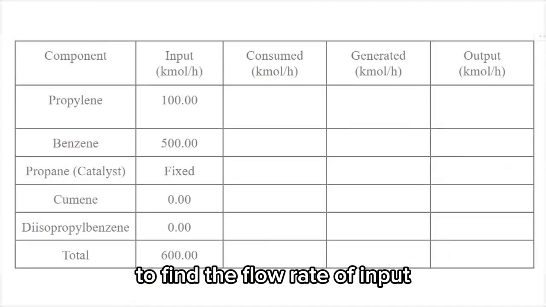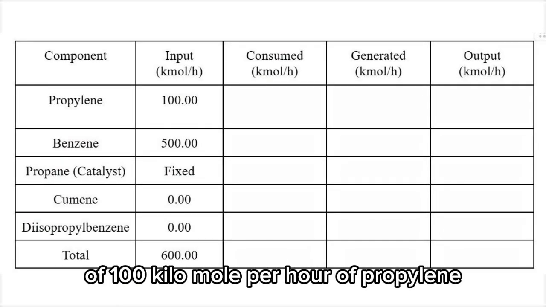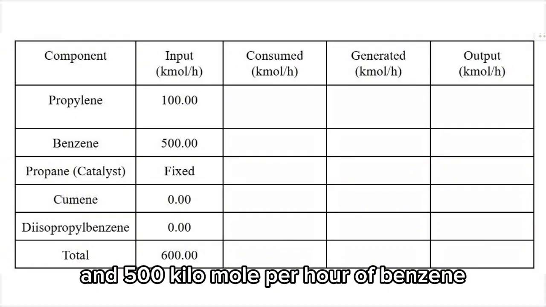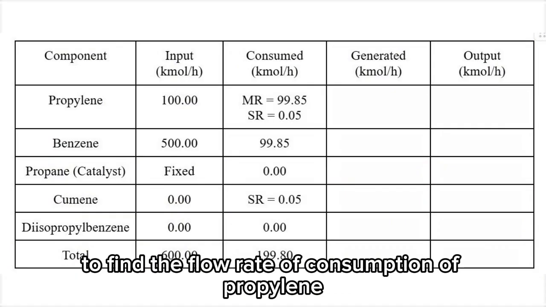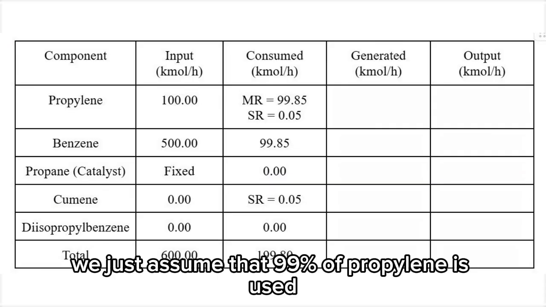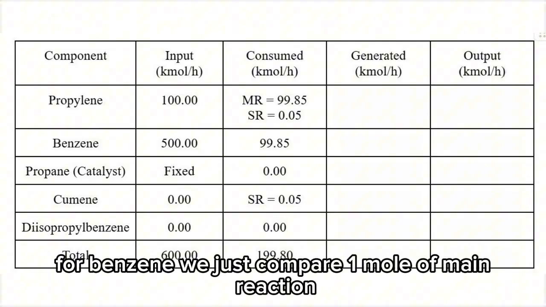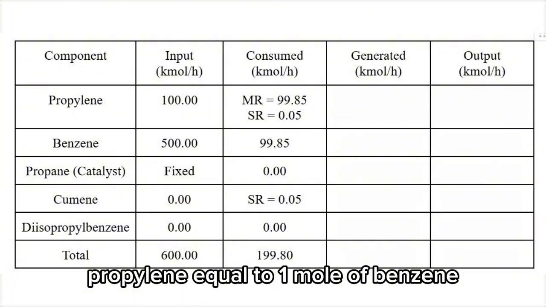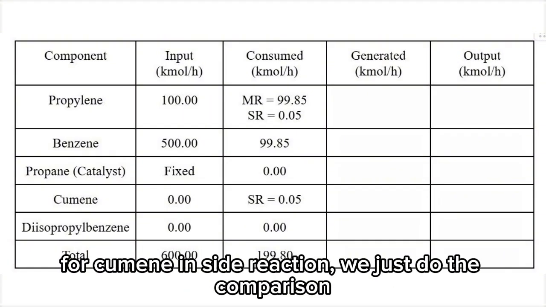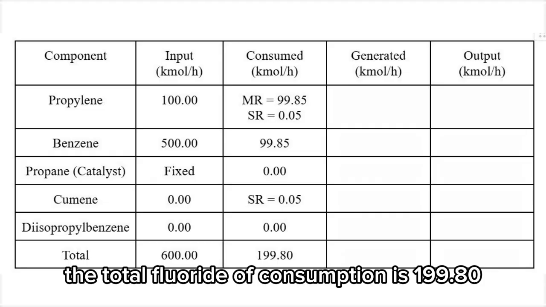To find the flow rate of input, we just get the summation of 100 kmol per hour of propylene and 500 kmol per hour of benzene. To find the flow rate of consumption of propylene, we just assume that 99% of propylene is used. For benzene, we just compare 1 mole of main reaction propylene equal to 1 mole of benzene. For cumene inside the side reaction, we just do the comparison. The total flow rate of consumption is 199.80.